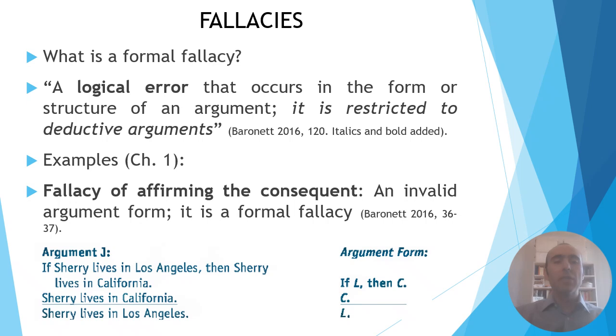If Cherry lives in Los Angeles, then Cherry lives in California. Cherry lives in California, therefore Cherry lives in Los Angeles. As you can notice, this is a fallacy because she can live in California, but for example, she can live in San Diego, and in that case, she will not live in Los Angeles.